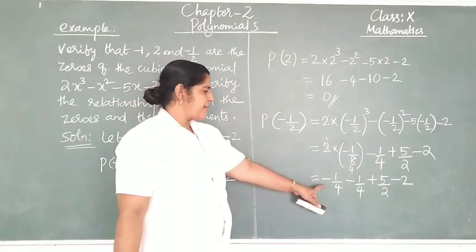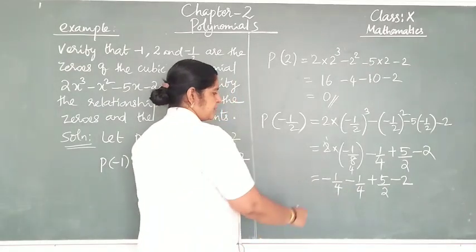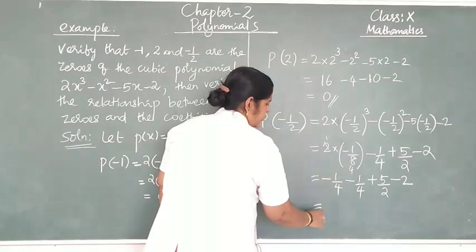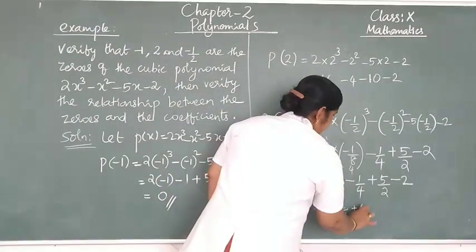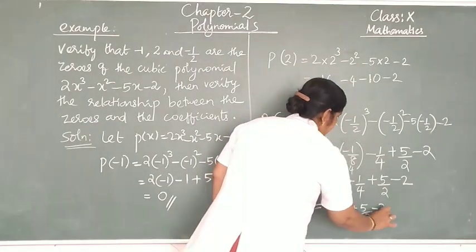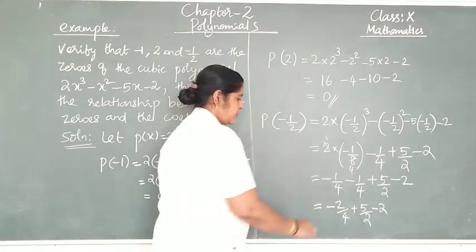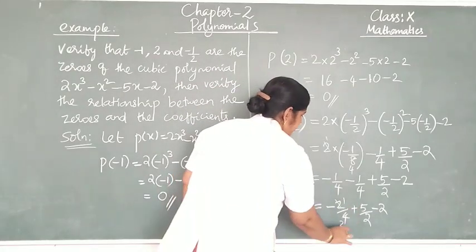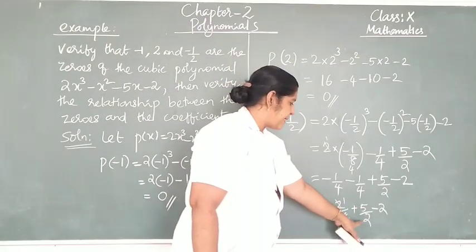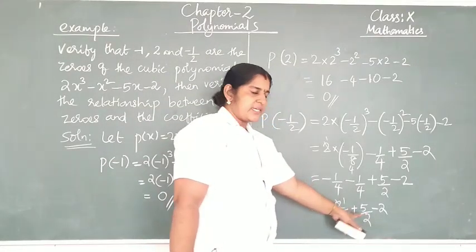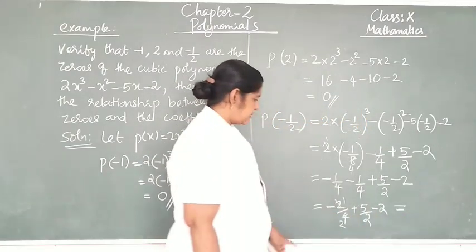What is minus 1 by 4, minus 1 by 4? We want to add the two fractions. They are like fractions. So that minus 2 by 4 plus 5 by 2 minus 2. This 2 by 4 we can reduce so that it will become 1 by 2. Okay. And 1 by 2 plus 5 by 2. They are like fractions, so that we can combine those two numbers.